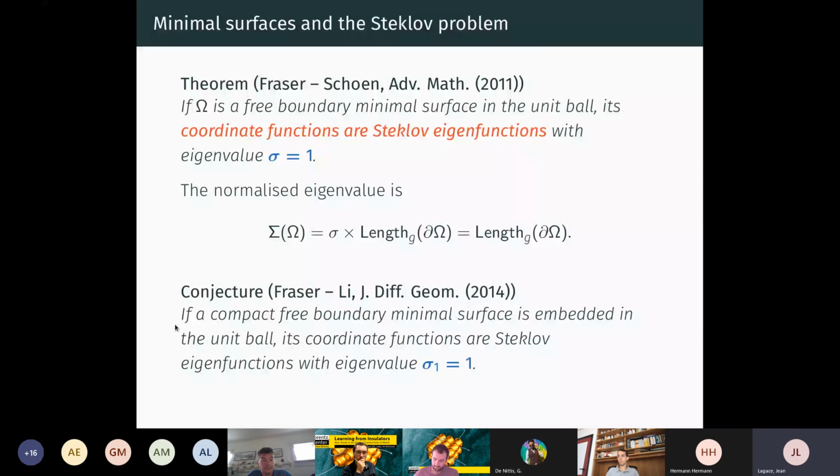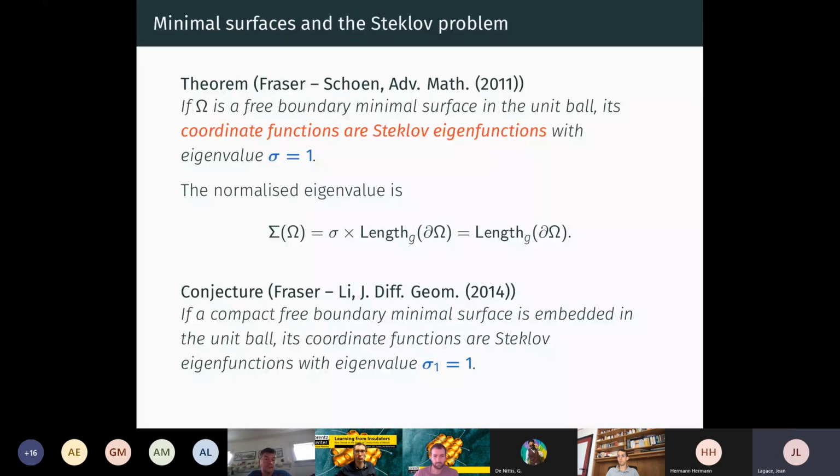So the difference is here. In the first case, I don't know where in the spectrum that eigenvalue is. Okay? Sigma could be the first, it could be the 1000th eigenvalue. In this conjecture, it says that if you are embedded, this Steklov eigenvalue is actually the first non-zero one.